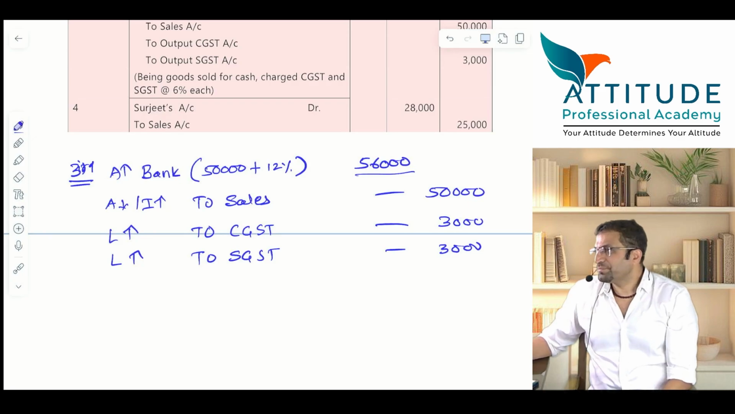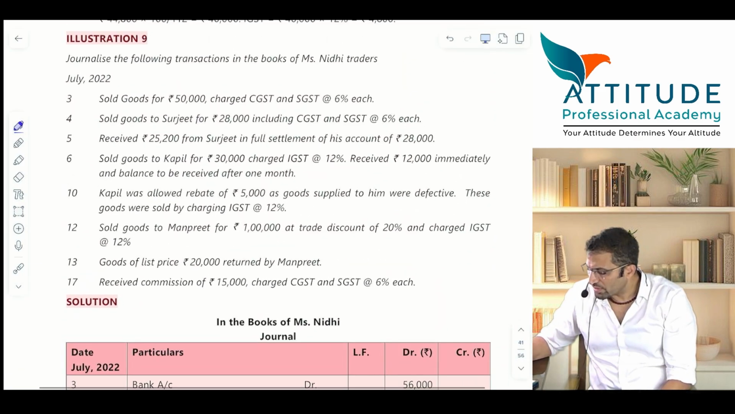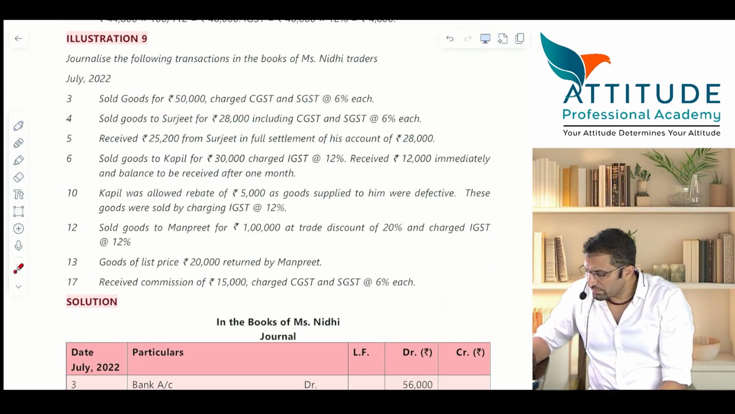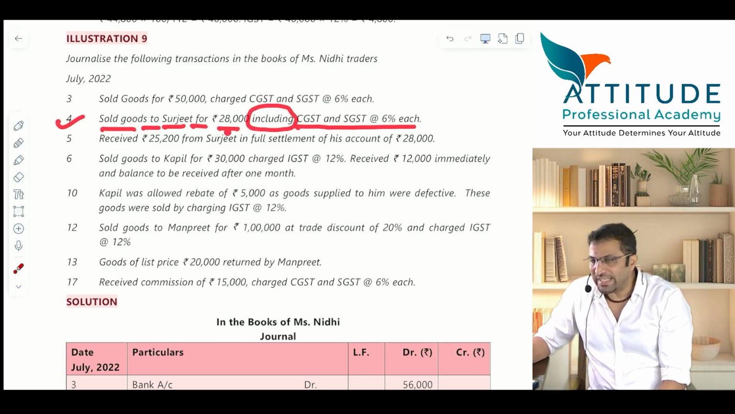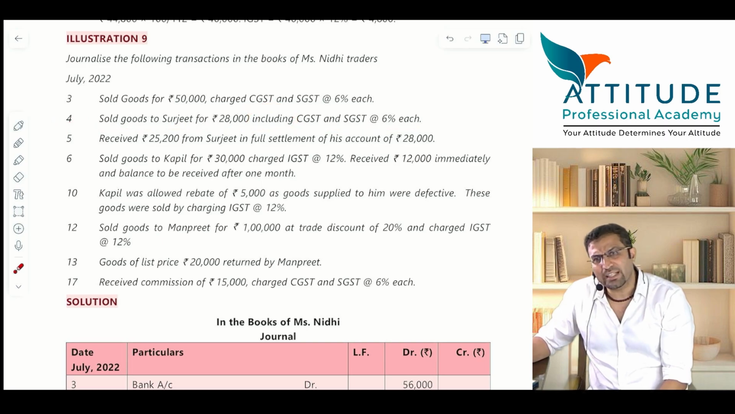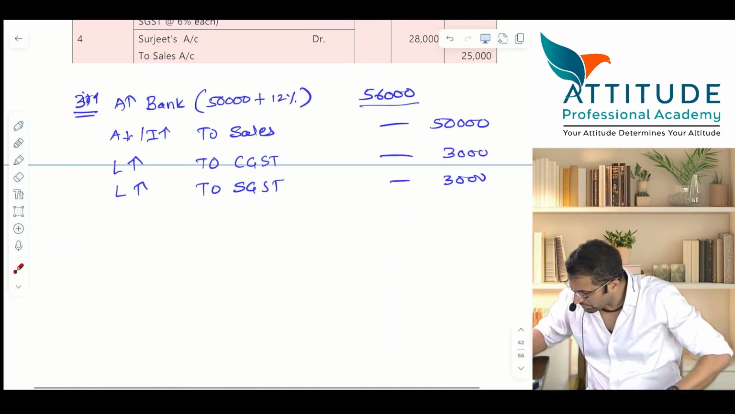थर्ड का हो गया. आ जाओ फोर्थ. सोल्ड गुड्स टू सुरजीत फॉर 28,000 including GST SGST 6%. So 28,000 is excluding or including? फोर्थ को आ जाओ.